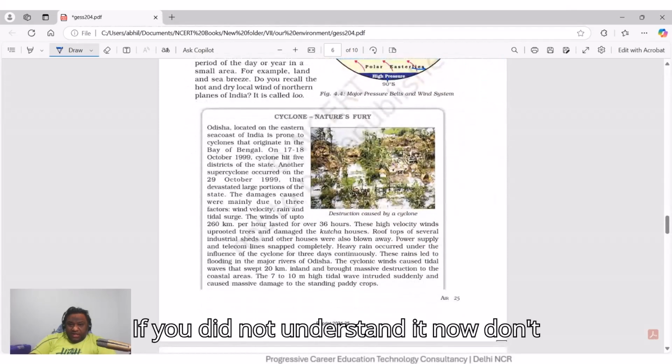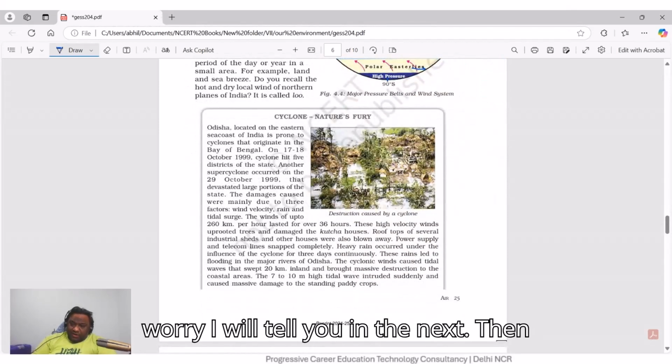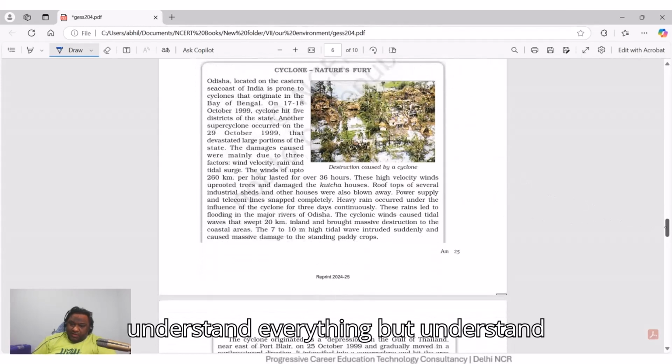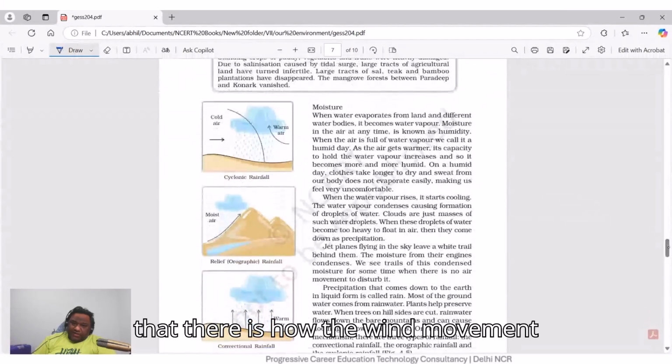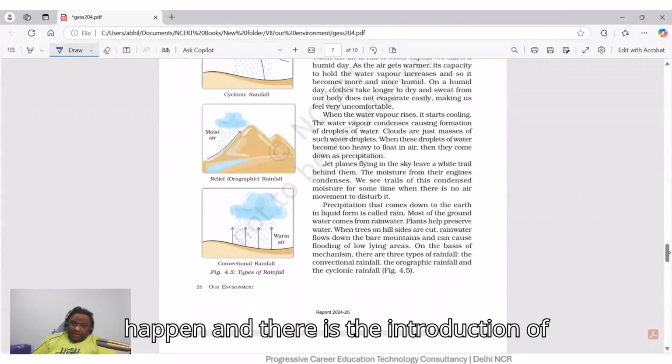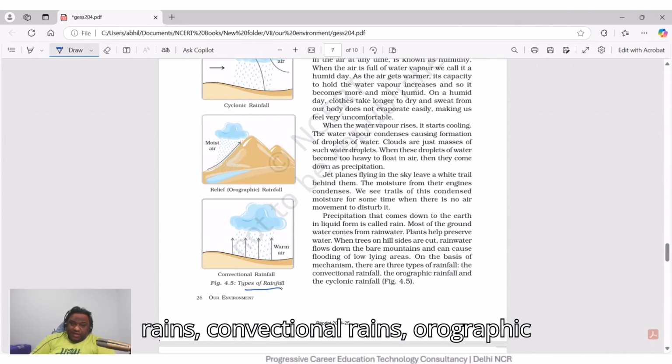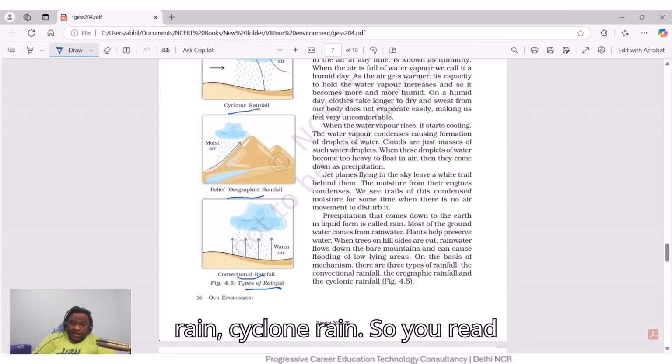If you did not understand it now, don't worry. I will tell you in the next lectures. When we have detailed lectures, you will understand everything. But understand how the wind movement happens. And there is the introduction of how cyclones happen, and the various types of rain: convectional rain, orographic rain, cyclonic rain.